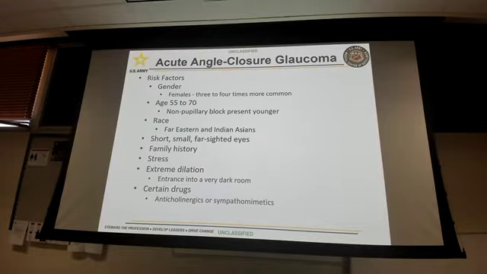All right, so risk factors. Females are 3 to 4 times more likely to get it than males. Our older population, so 55 to 70. The non-pupillary block version of it tends to be more common in the younger population. For race, it's Far Eastern and Indian Asians. Far-sighted eyes tend to be at a higher risk. Family history, stress, so extreme dilation, so when a patient goes into a dark room where the pupils dilate, and then certain medications.